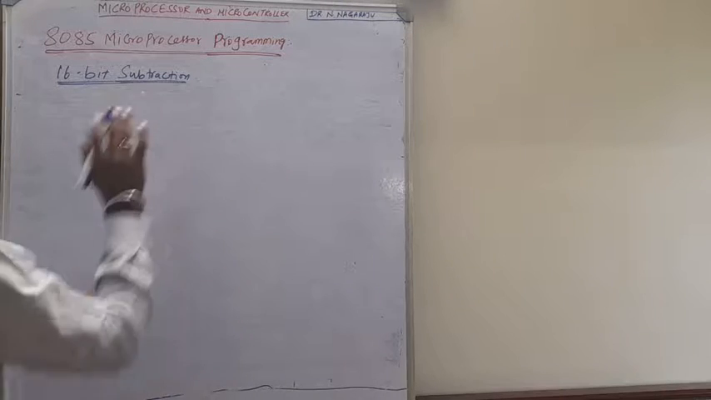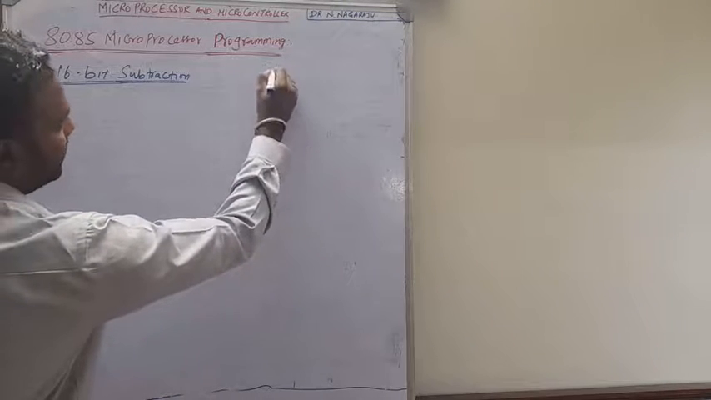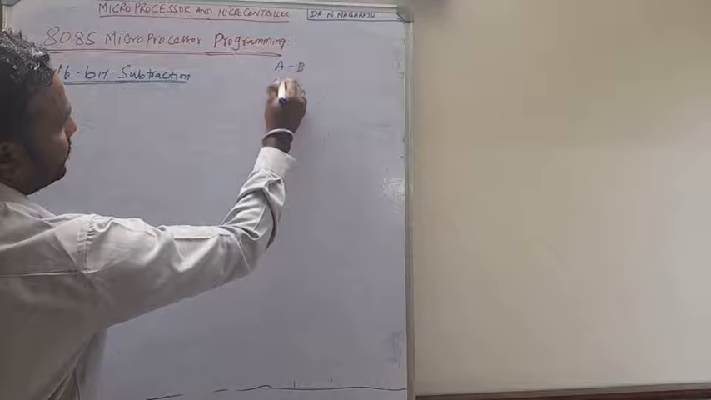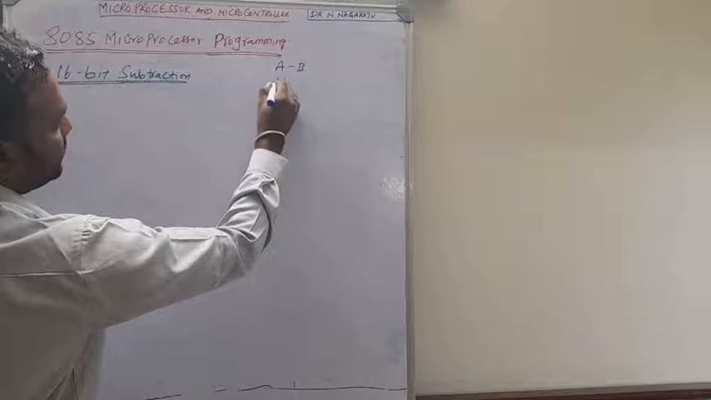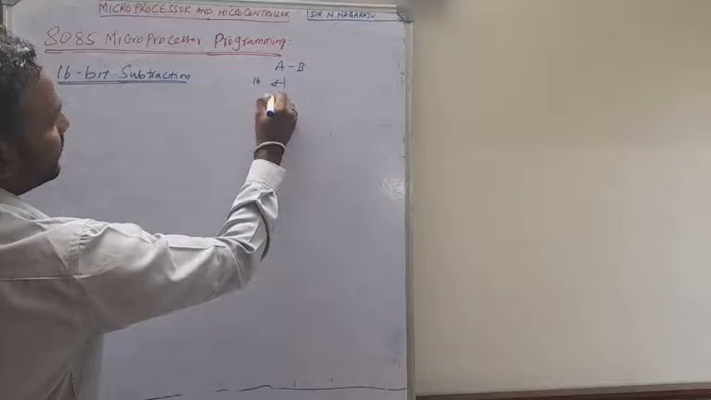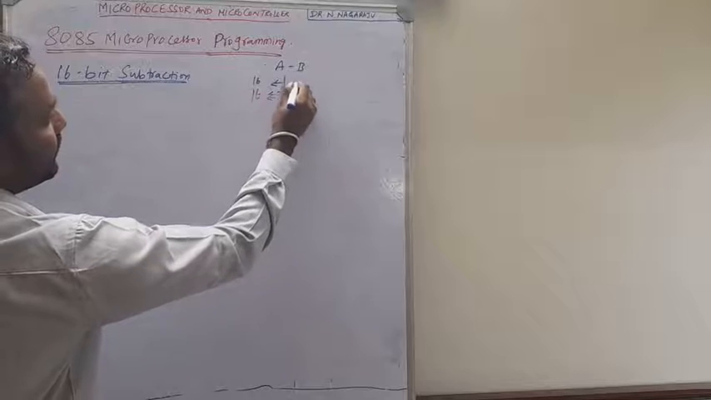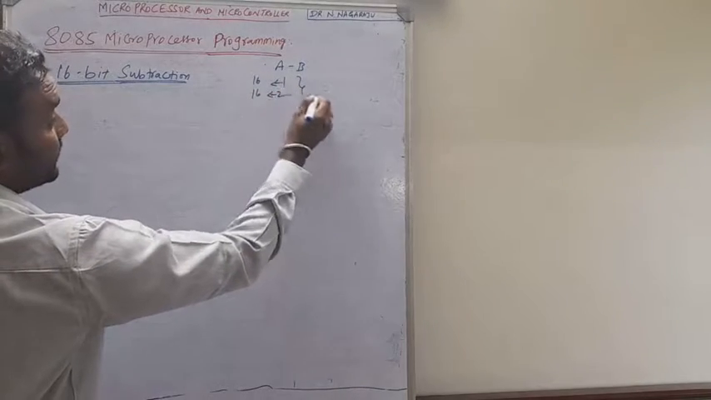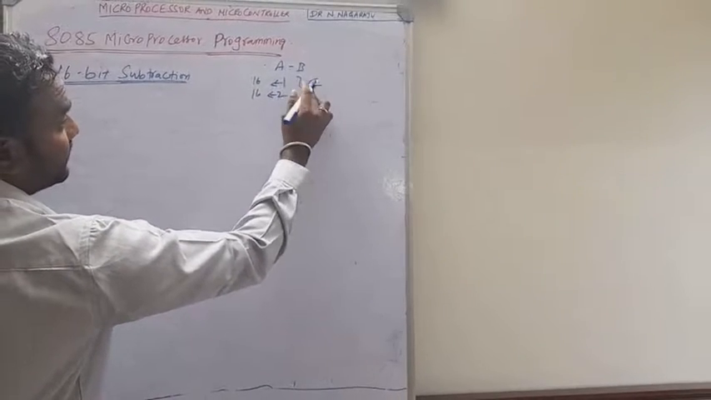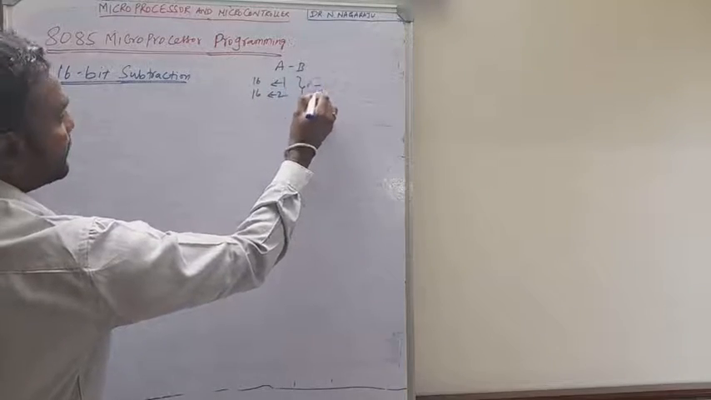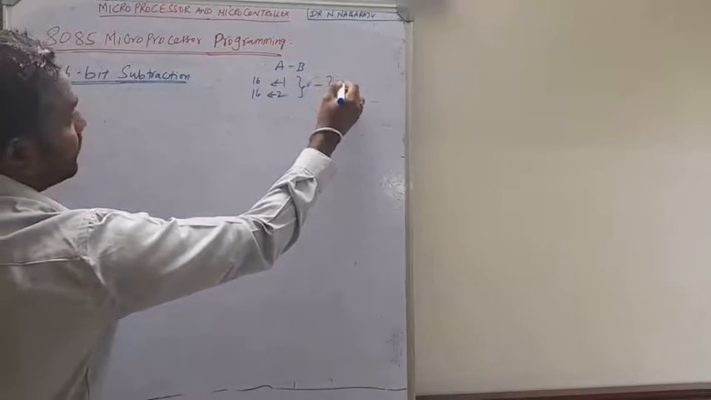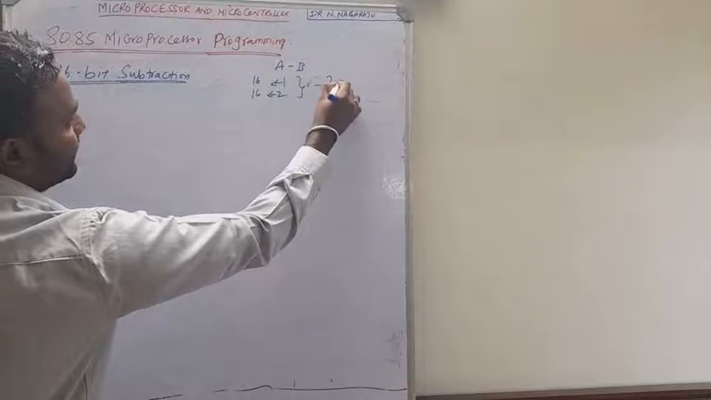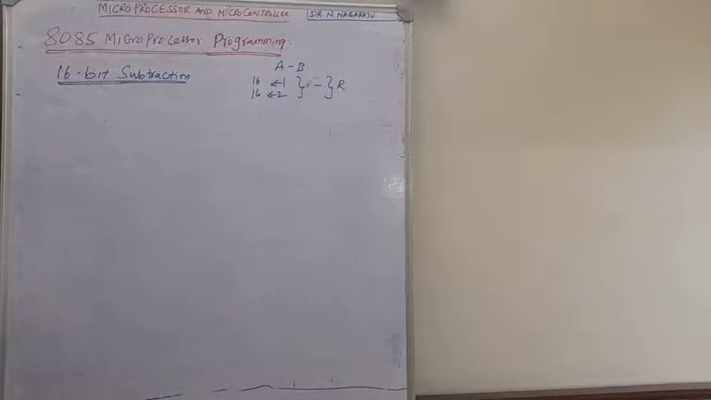For subtraction also, you need two operands, that is A minus B. The first operand we have to take in 16-bit form, and the second operand also in 16-bit form, and you have to perform the subtraction operation. Here the processing is subtraction. After subtraction is over, we have to store the result. This is the manual concept.